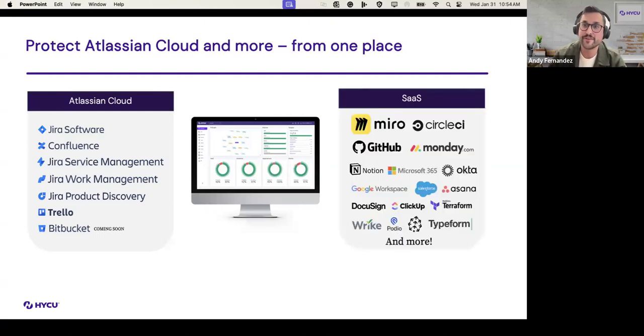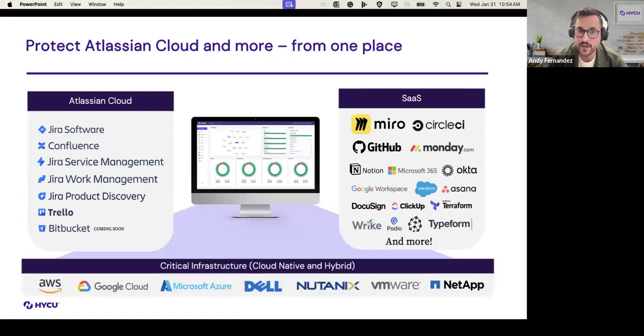But it's also every other SaaS application that your organization uses, whether it's in cooperation with Atlassian, things like Miro and GitHub, Circle CI, or simply just other services required by the business. HYCU protects the most in the world. We have the largest coverage of SaaS applications, not only in Atlassian, but outside as well. And of course, we also protect your critical infrastructure. I'm talking virtual infrastructure, cloud infrastructure as well, all from one place.